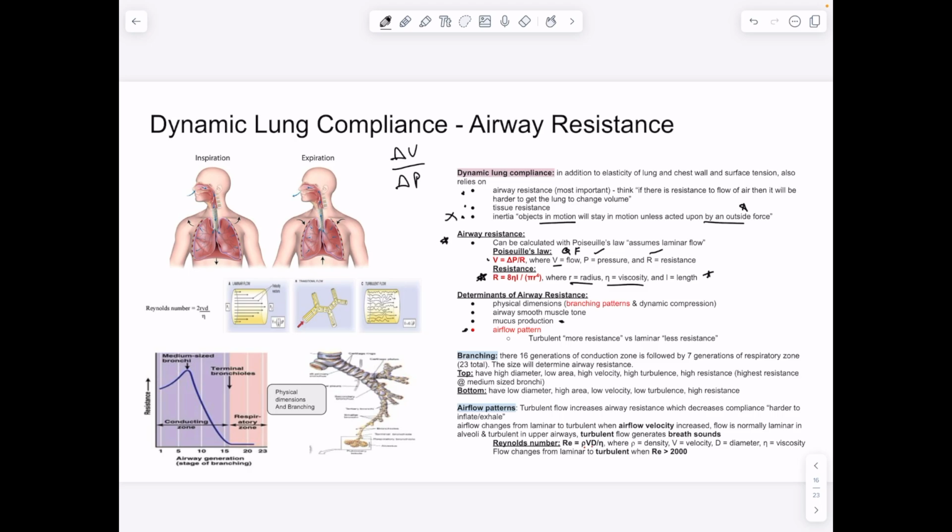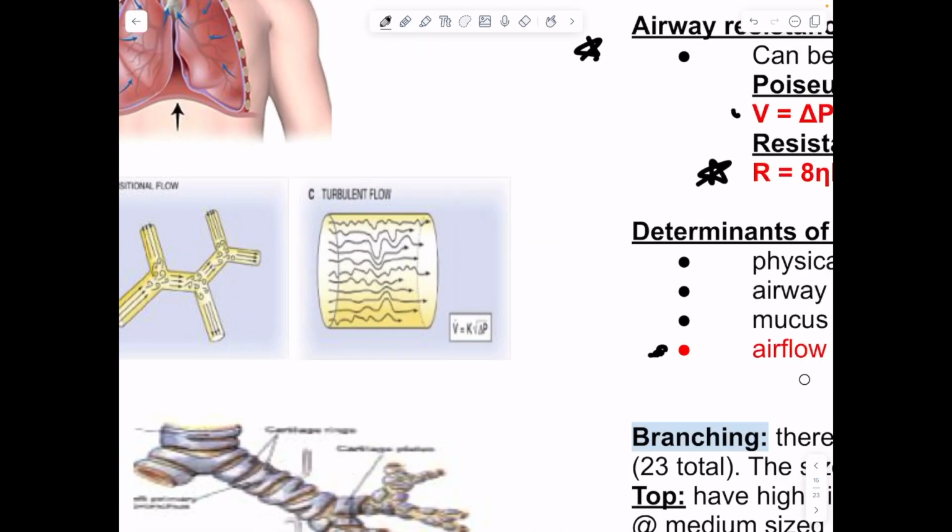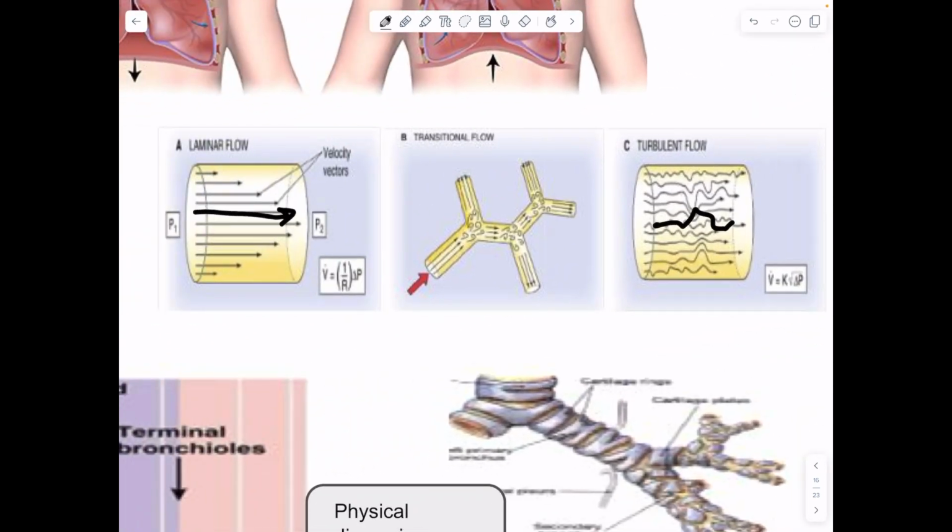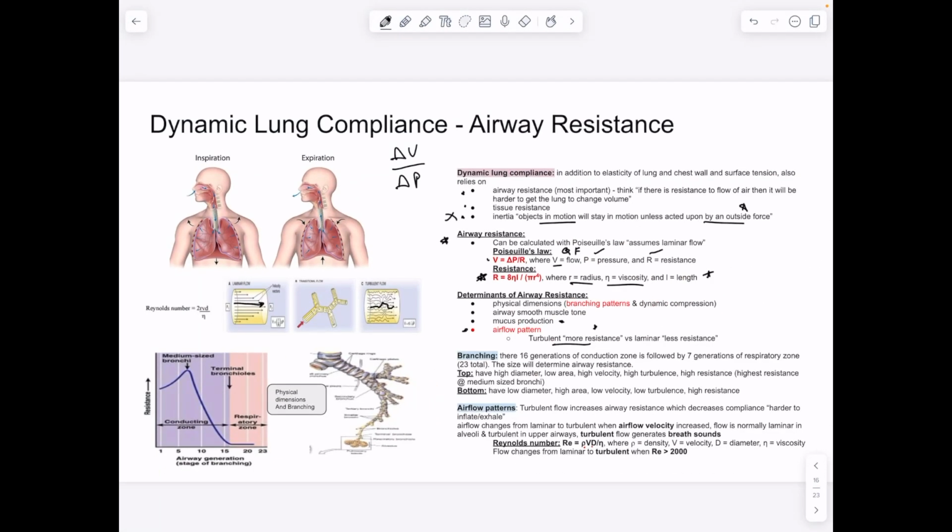Airflow pattern, if you have more turbulent air, that's more resistance, right? The air molecules are going to be all bouncing around, versus laminar flow, where it's easier for the air to move overall. And then you have these transitional flow points with some turbulent flow at points of bifurcation. With airway resistance, we know it's dependent on radius overall, so branching comes into play. We have 16 generations in the conduction zone and 7 generations of branching in the respiratory zone.